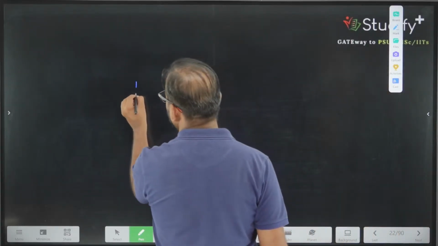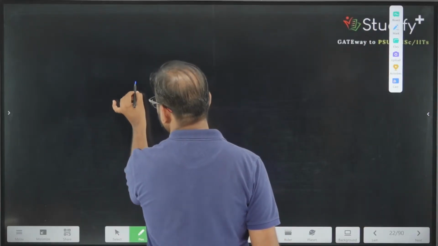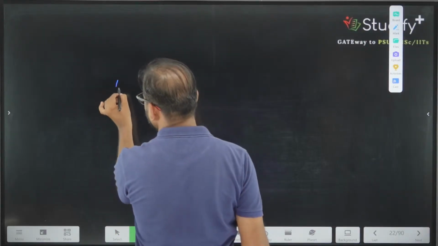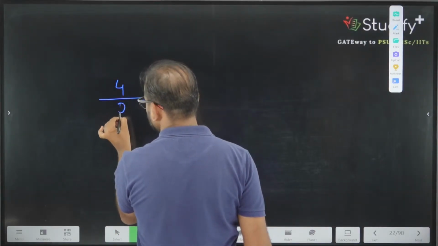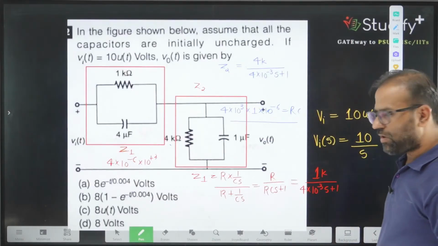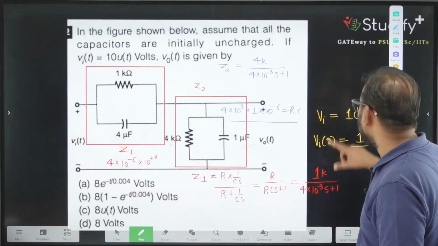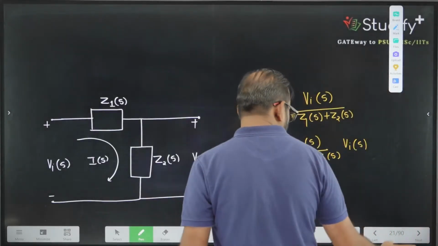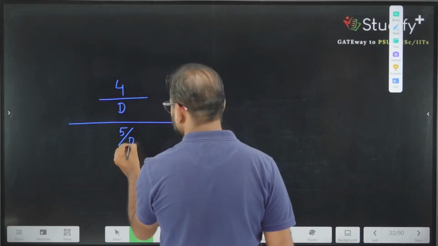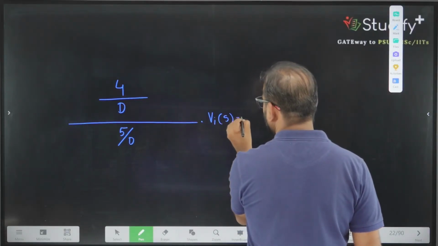This value is 4, and the denominator is common, so I will write the denominator as D. So 4 divided by D, where the denominator is common, and since it is common we will write it at the end. What is Z1 and Z2? So 1 divided by D and 4 divided by D. 1 divided by D plus 4 divided by D, this value will be 5 divided by D into VI of S equal to V out of S.